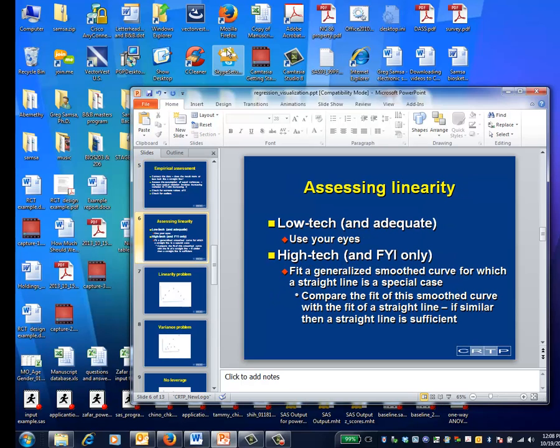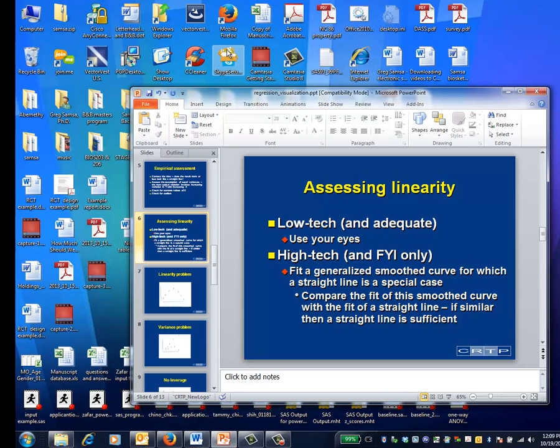Purely as a point of statistical culture, because this is something that you might encounter when you work with a statistician, a high-tech way to check for linearity is to fit a general-purpose smooth curve to the data. This general-purpose curve has a straight line as a special case. In other words, if the data are approximately linear, the smooth curve will look a lot like a line, whereas if the data aren't linear, the smooth curve will look quite different.